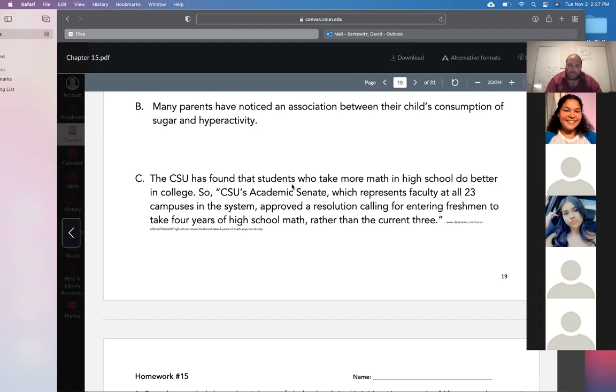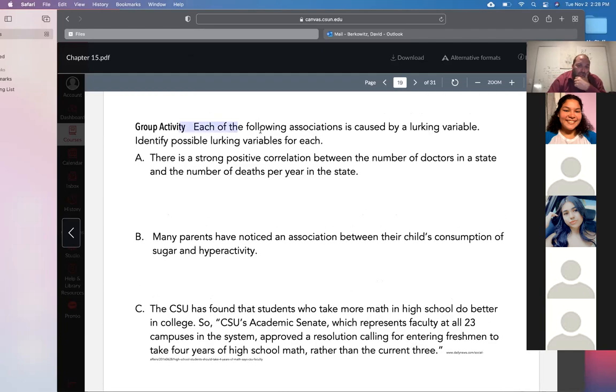I mean, it does make sense. Well, but does one cause the other, or is there a lurking variable behind the scenes? That's the question. If the sugar causes the hyperactivity, then that will kind of defeat the purpose of the exercise, which is saying that there's a lurking variable behind the scenes. Because if one legitimately causes the other, then there's no lurking variable. This causes that. Move on.